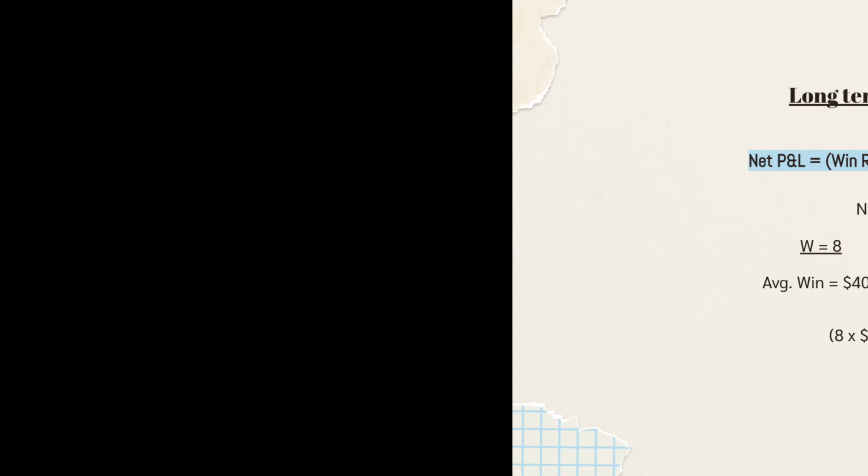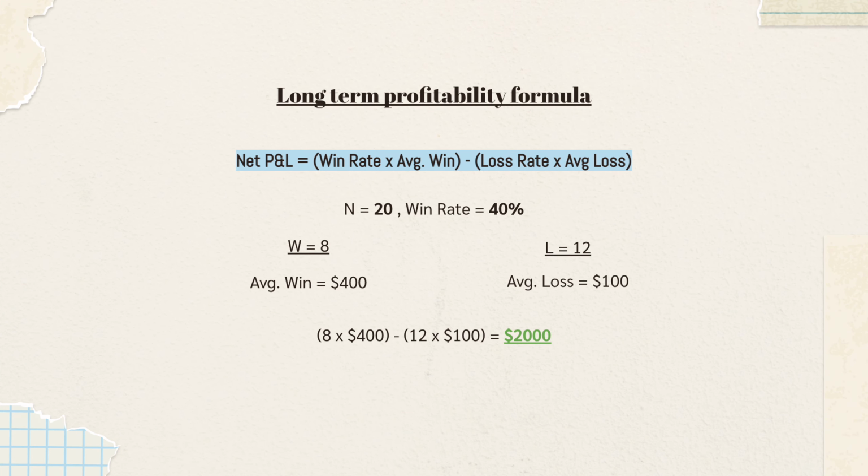So let's do the math. This is the formula for a consistently profitable strategy. Assume your win rate is 40%, which means you're wrong more than you're right. And if you take a sample of 20, that means 8 trades are going to be winners and 12 are going to be losers. But if I make on average $400 on a winning trade and only lose $100 on a losing trade, since the winners are bigger than losses, after a sample of 20 trades, that will leave me with a net profit, even though I was wrong more than I was right.